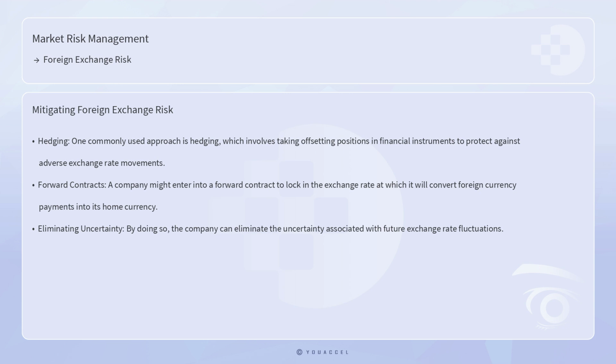To mitigate foreign exchange risk, companies and investors employ various strategies and financial instruments. One commonly used approach is hedging, which involves taking offsetting positions in financial instruments to protect against adverse exchange rate movements. For example, a company expecting to receive payments in a foreign currency might enter into a forward contract to lock in the exchange rate at which it will convert those payments into its home currency. By doing so, the company can eliminate the uncertainty associated with future exchange rate fluctuations.